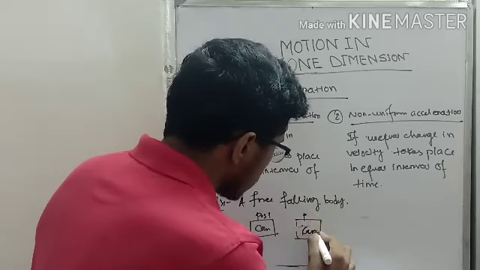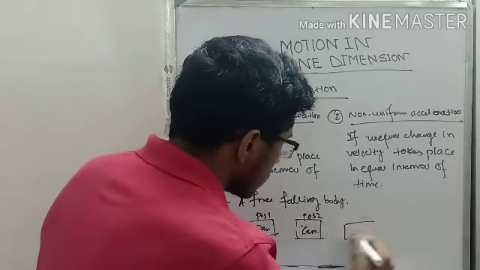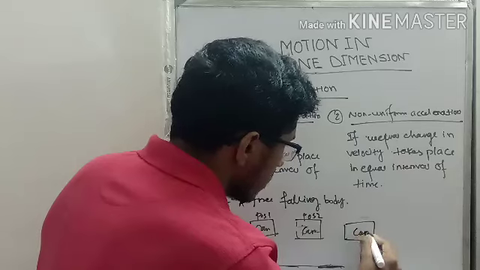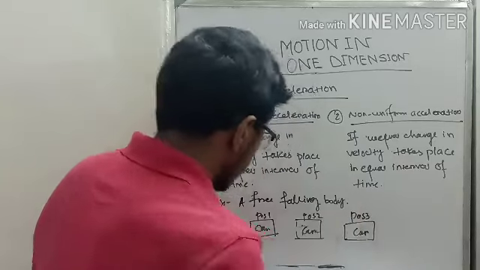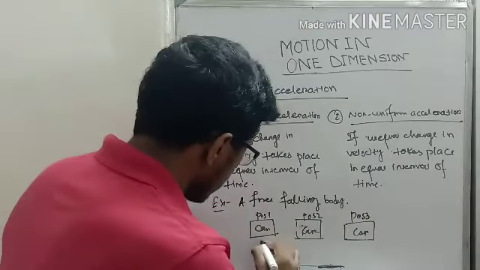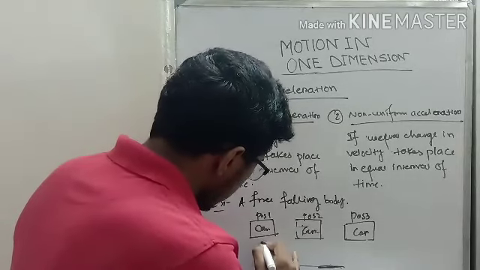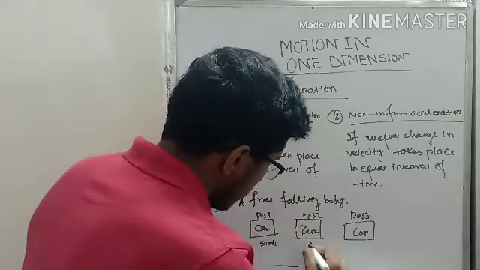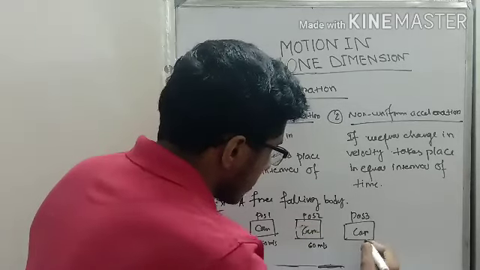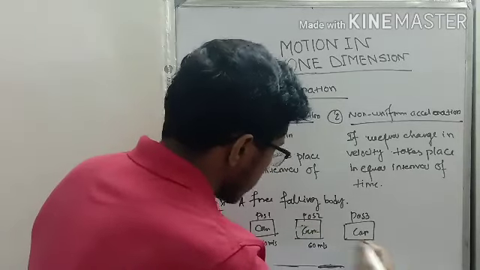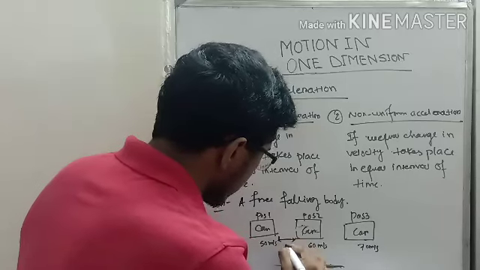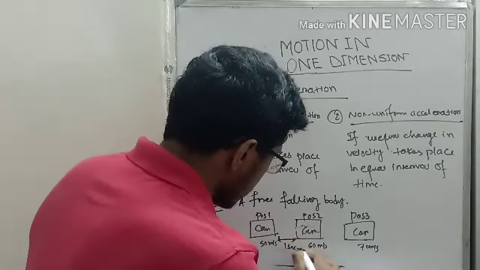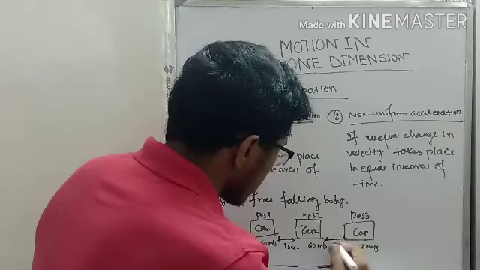Car position 2, car position 3. See, here the velocity is 50 meters per second, here the velocity is 60 meters per second, and here 70 meters per second. And the time interval I am taking is the same, 1 second, and here also 1 second.